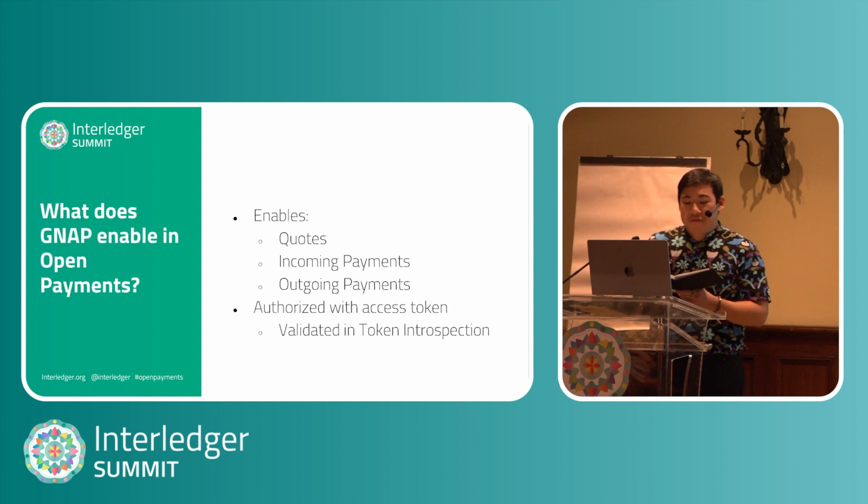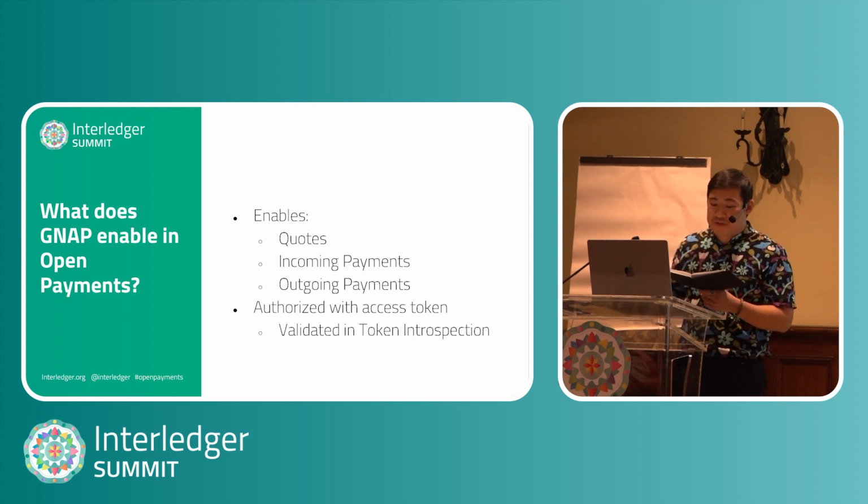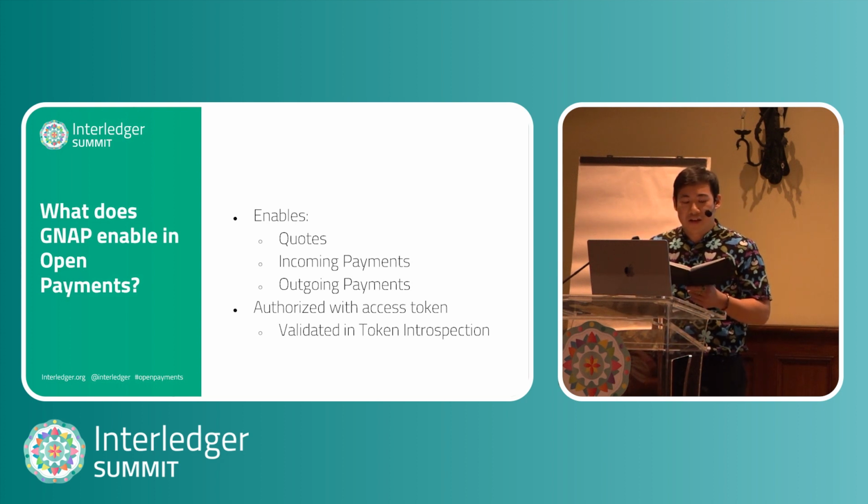When a client makes any of these requests, it uses the access token it received during the GNAP flow to authorize the request. The resource server then takes the token and performs what is called token introspection on it, by making a call to the authorization server that issued it to see if it's valid.